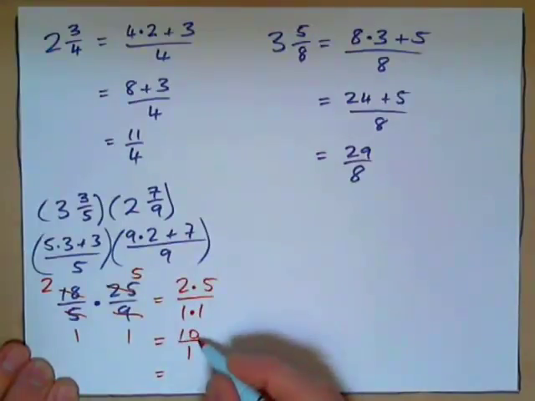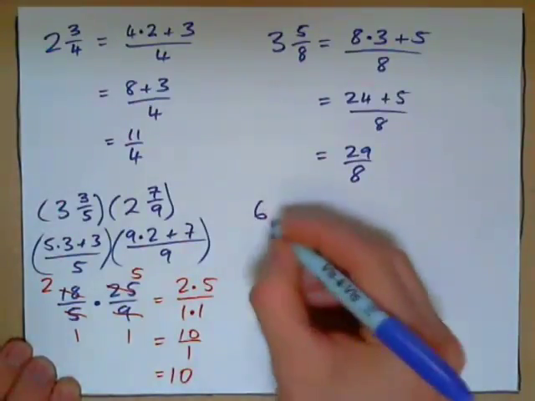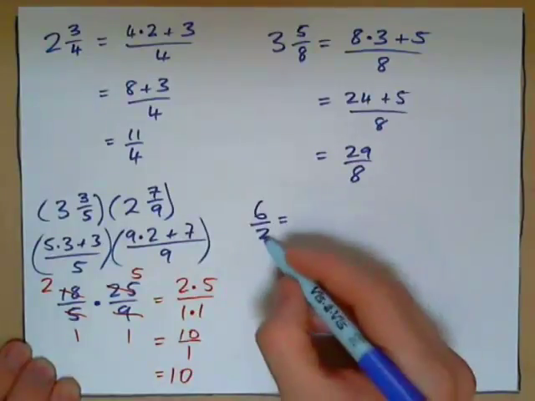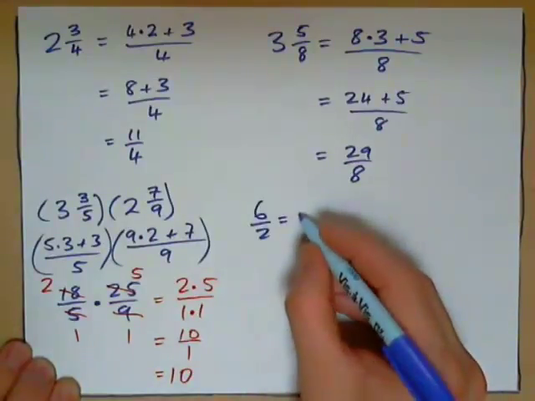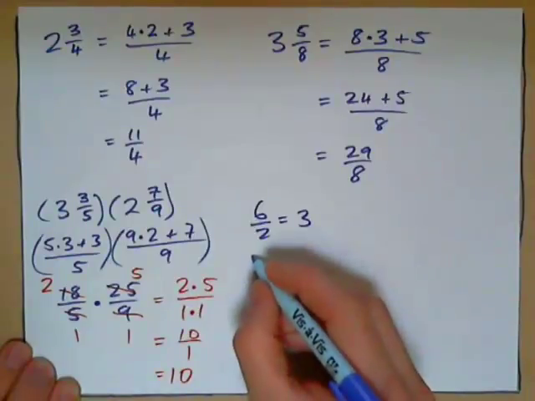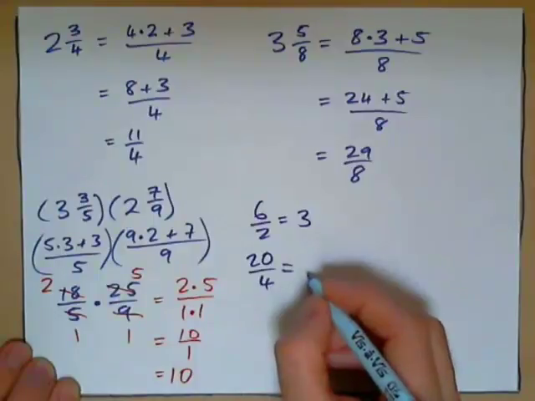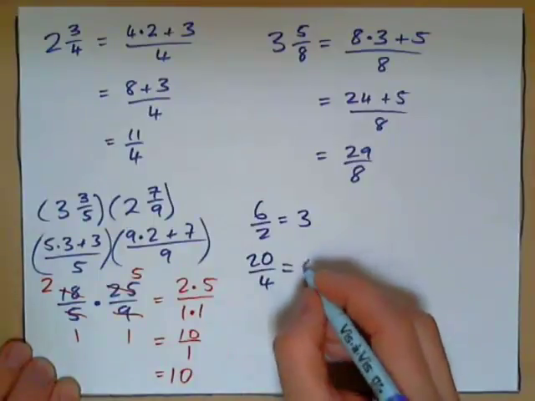How many 1s are in 10? Well, there's 10 1s in 10. 10 divided by 1 is 10. Let's just quickly review that. I mean, if you had 6 divided by 2, how many 2s are in 6? There's 3 2s in 6, right? Let's see, 20 divided by 4. How many 4s are in 20? 5 4s in 20, right?